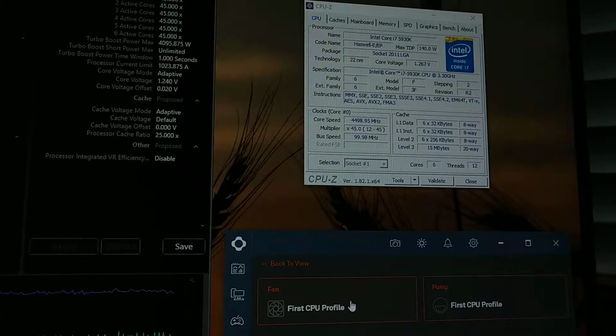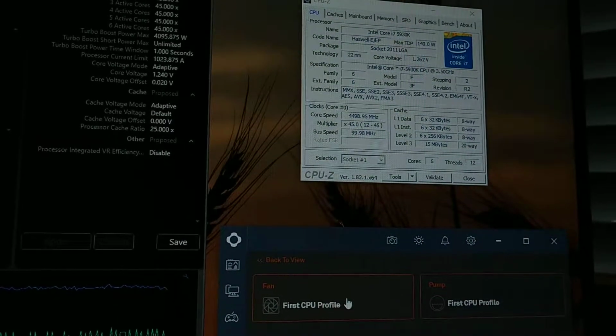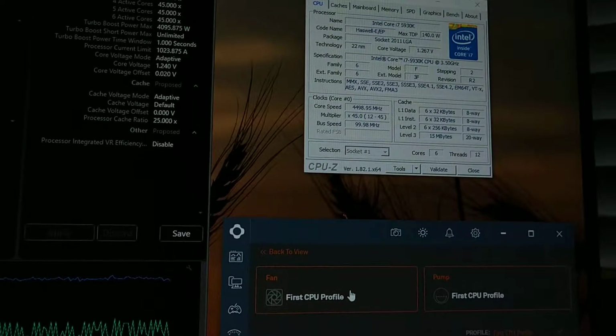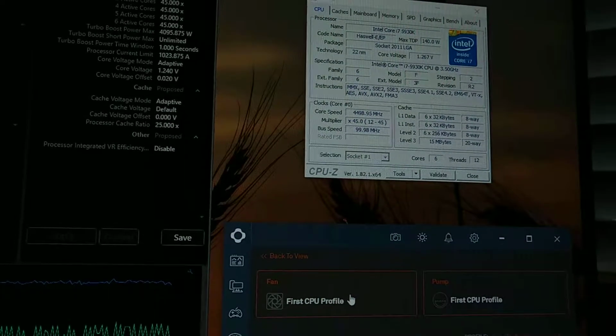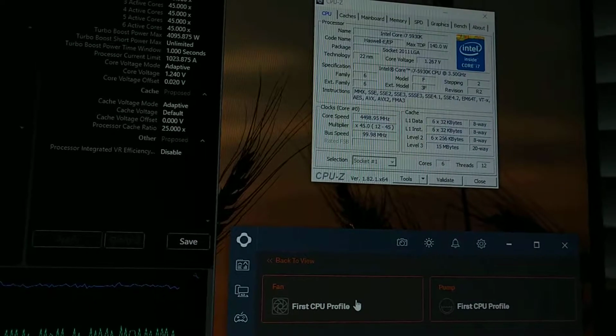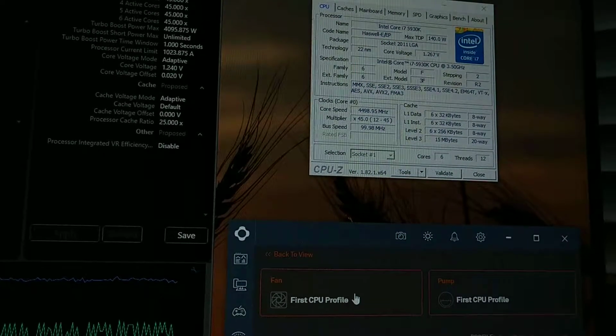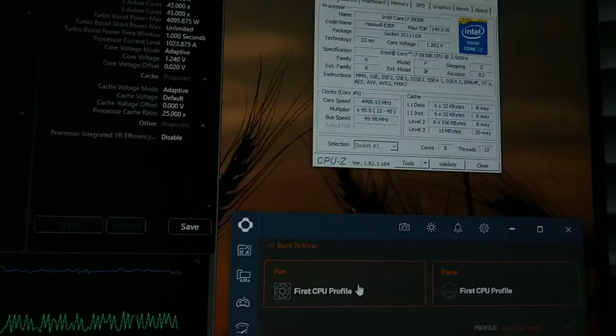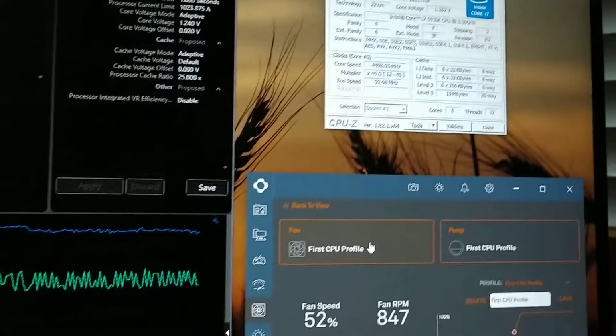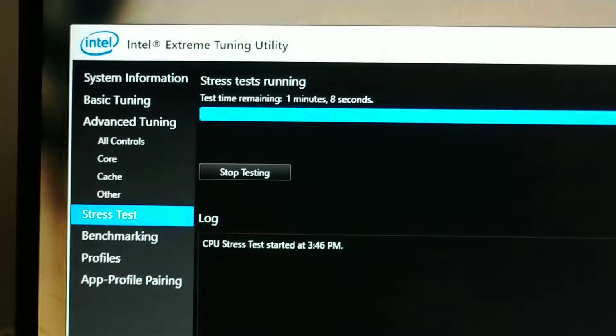It says max TDP is 140 watts, but I'm probably pushing a bit more than 140 watts overclocked like this. There used to be a view that would show me specifically what my current TDP was, but I think I needed a different tool for that. But anyways, that's the end of the hour. I've got a minute left.